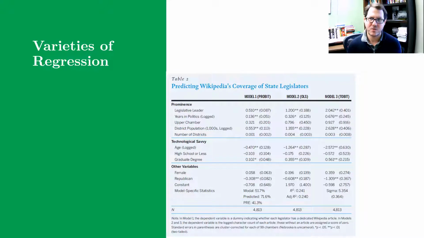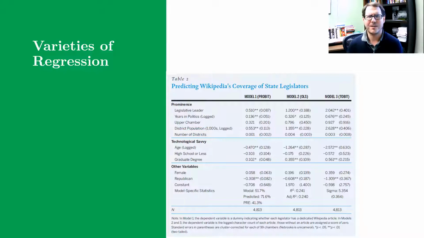And so ordinary least squares regression, that model 2, that middle column, is for a situation in which you have a continuous dependent variable. So interval ratio, counting numbers that have mathematical meaning, and those numbers can take on basically any range. And so if we look down to the note in that table, it's always nice when they give you a note explaining what you're looking at. It says in model 1, the dependent variable is a dummy variable, a dichotomous variable, 2 categories, indicating whether each legislator has a dedicated Wikipedia article. In models 2 and 3, the dependent variable is the logged character count of each article.